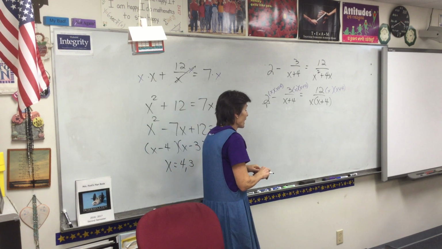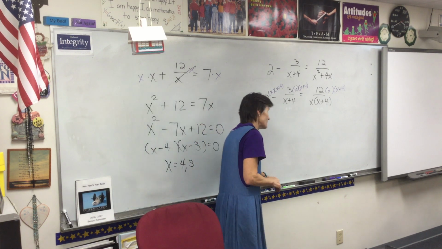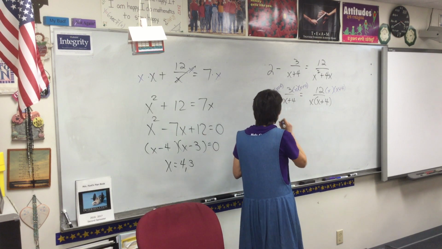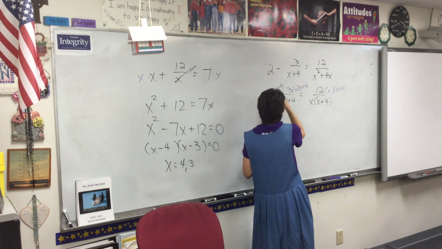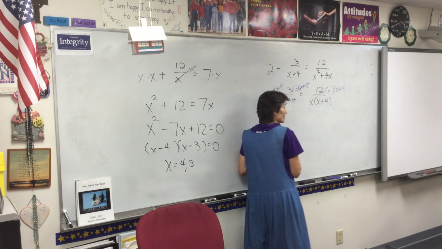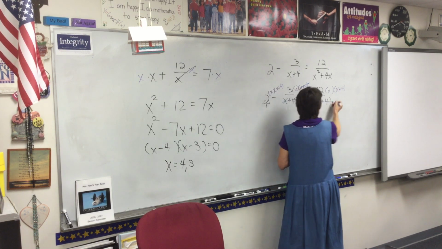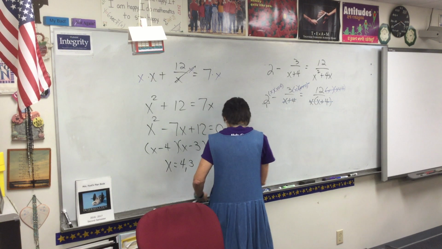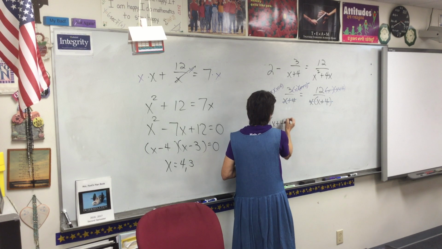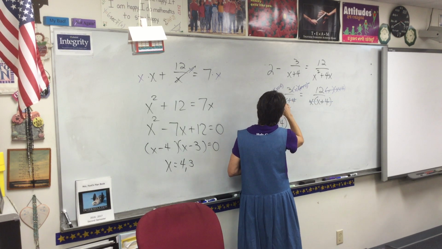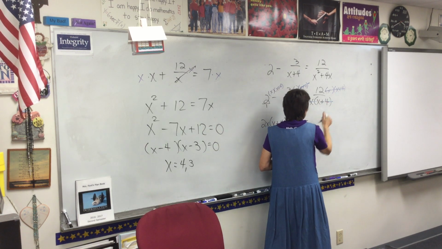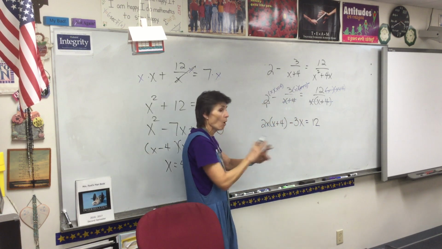Now when I do that, and some of you are going to be lazy, and you're not going to write this down, but I always write it down. Because when I do that, I can see exactly what cancels. Nothing cancels here. What cancels here? The x plus 4 is gone. What cancels here? All of it. So now I'm going to write down what I have left, which is 2x, x plus 4, all that's left, minus 3x equals 12. That is all that's left.